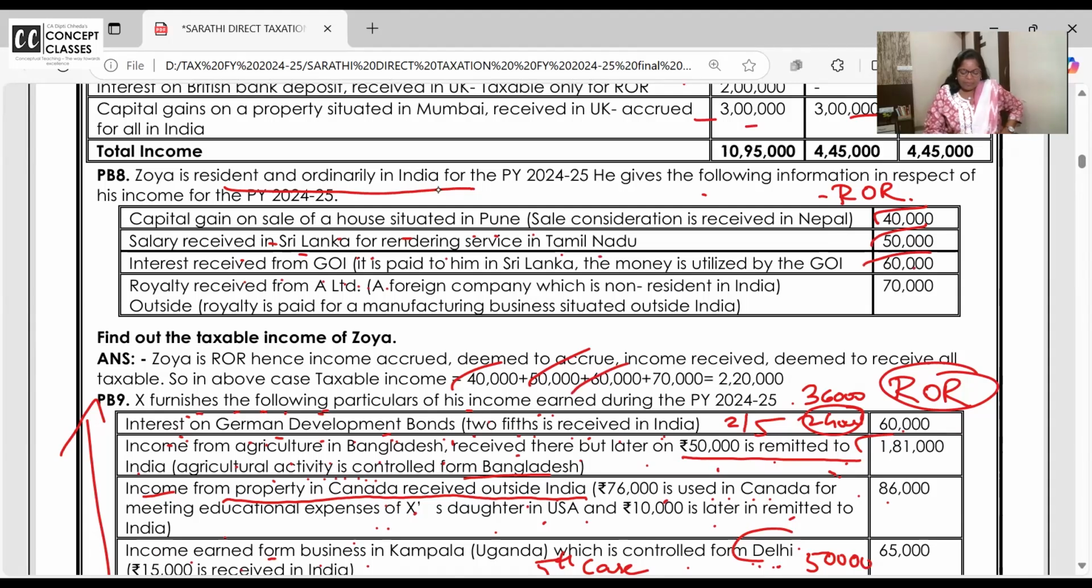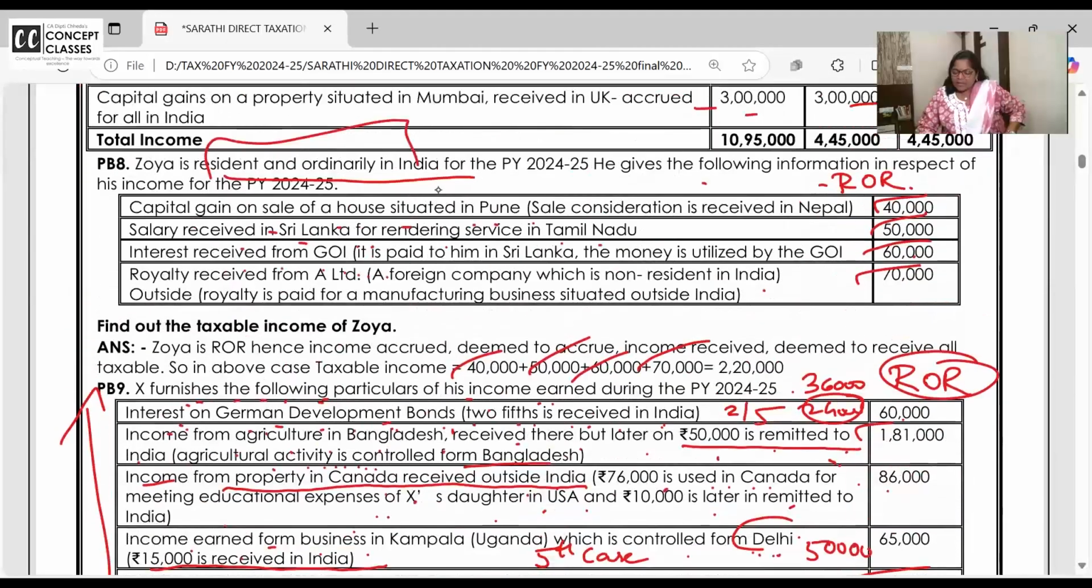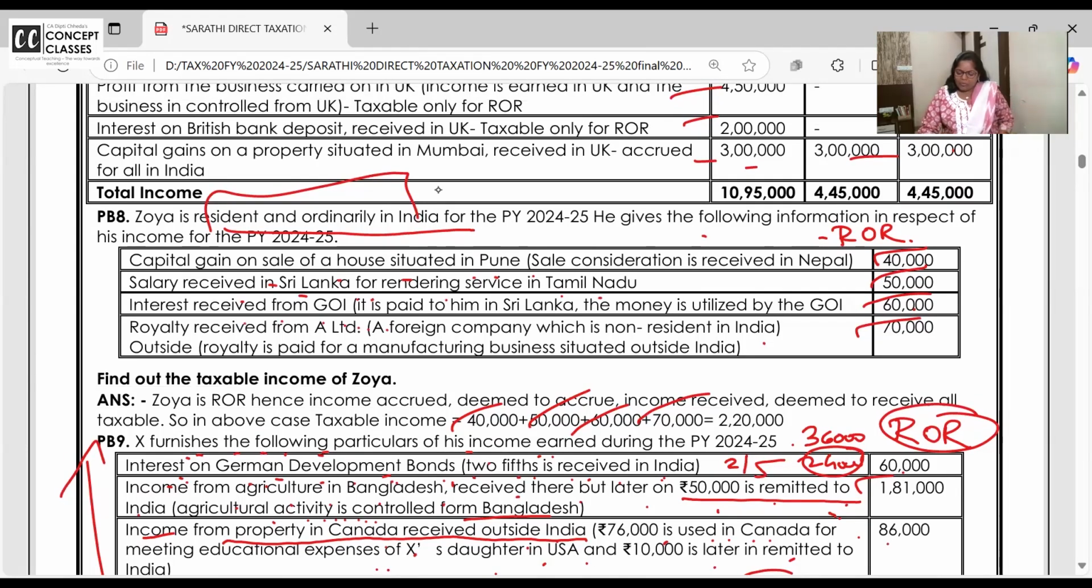Very well, taxable here. Royalty is received from A Limited, a foreign company, which is a non-resident, and royalty is used also outside India. It is received outside India, used outside India. So it will be taxable only if you are resident and ordinary. Same problem if he would have been. So the total income, how much is it? 220, right? Now, instead of resident and ordinary resident, if I tell you Zoe is a non-resident, then what will you do?